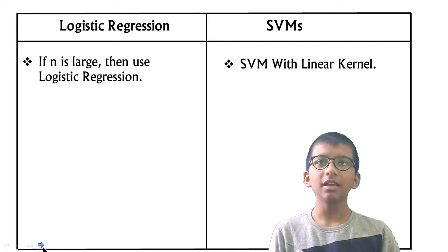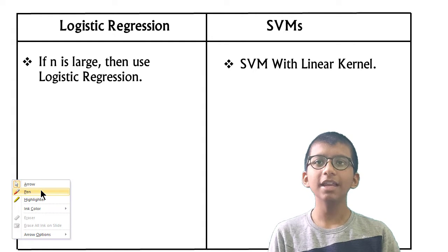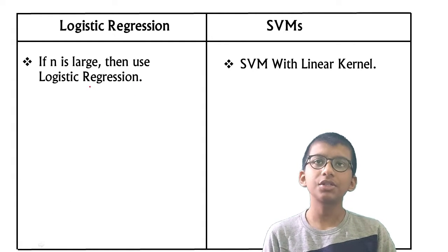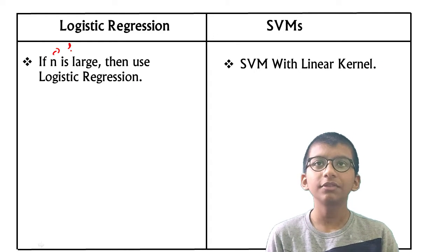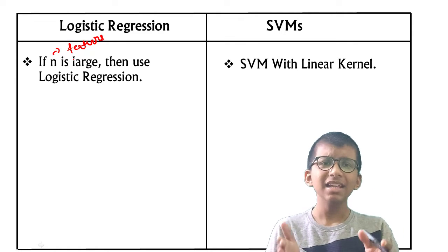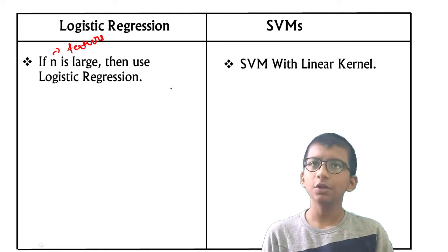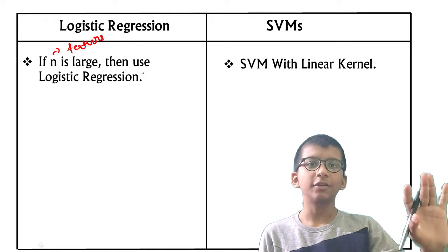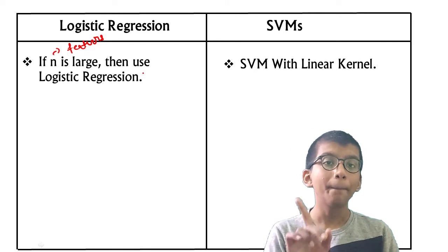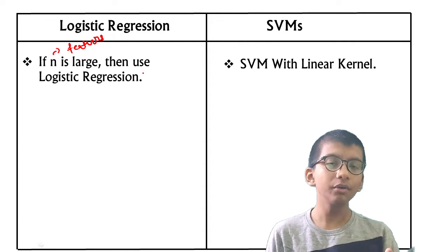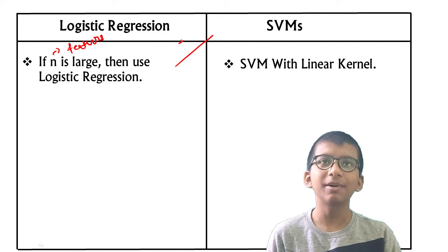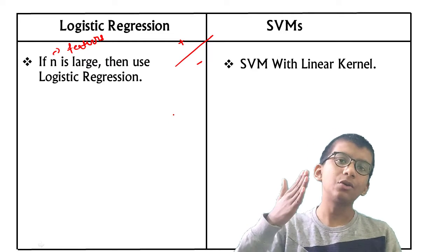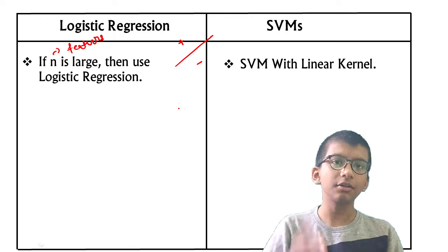First, if n is large, then we use logistic regression. And again, n here is the number of features, and it is relative to m. It means m and n are relative, so we can go with logistic regression, and also we can go with a support vector machine without kernels, or we can say linear kernel, where we just draw a straight line and separate the positive and negative examples.